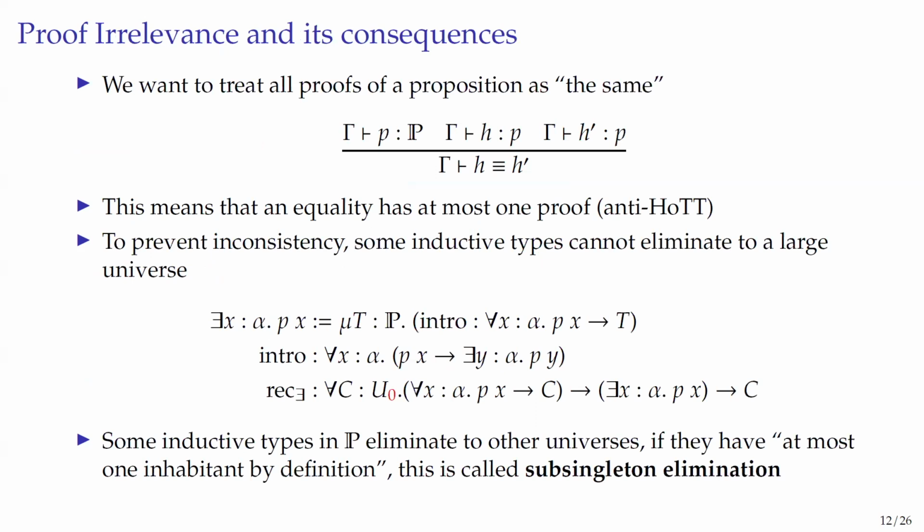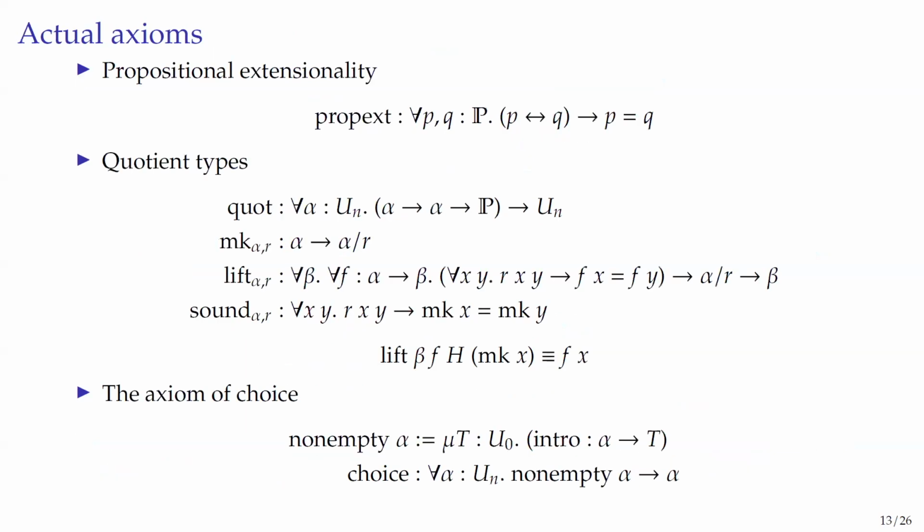So if you define existence, then this will have a recursor that only eliminates into U0, that is to say Prop. Whereas there are some specific inductive types, for example, the accessibility predicate or equality, which do eliminate to all universes, and this is called subsingleton elimination. So there are also 3 actual axioms, as in they're declared with the axiom keyword and layered on top of this base theory.